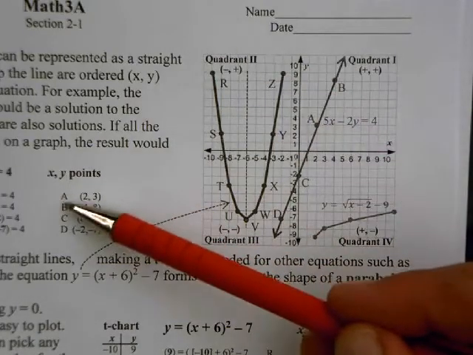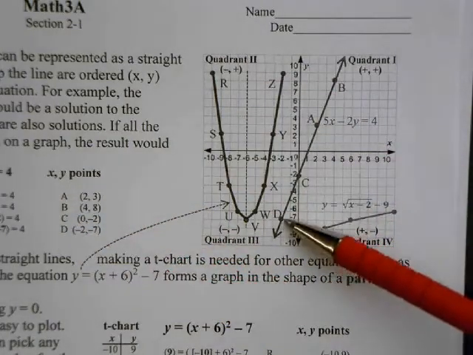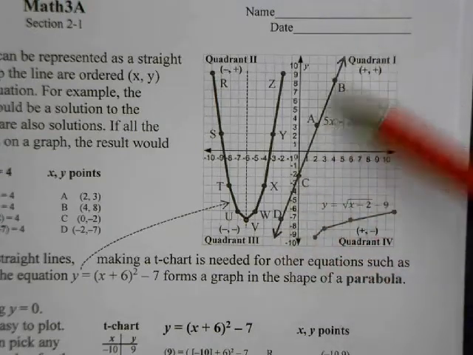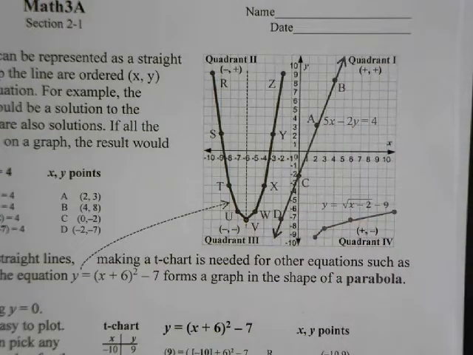Here are the points A, B, C, D, and you can see them here. A, B, C, D, all lying on that straight line.